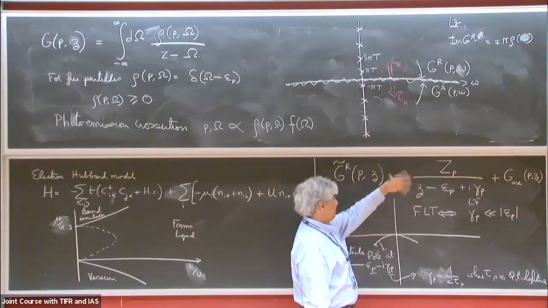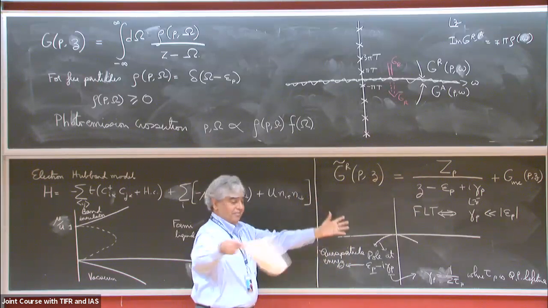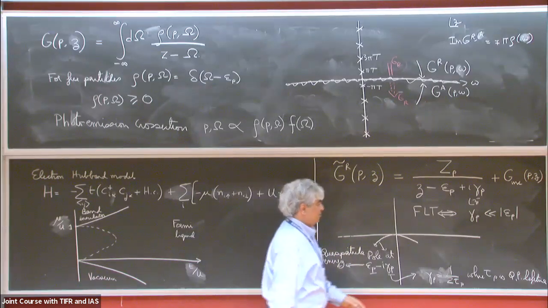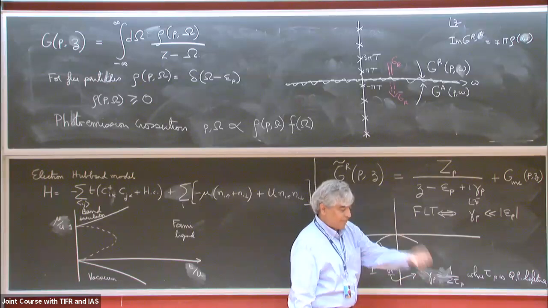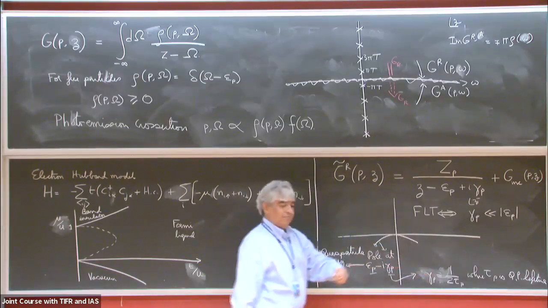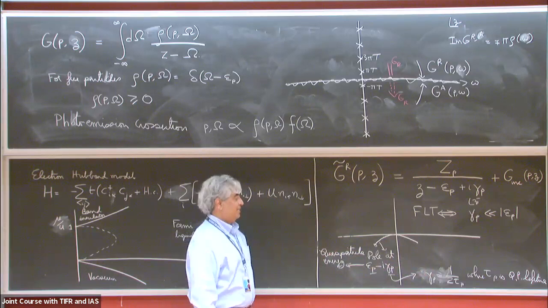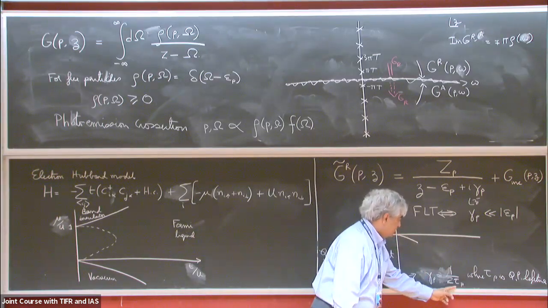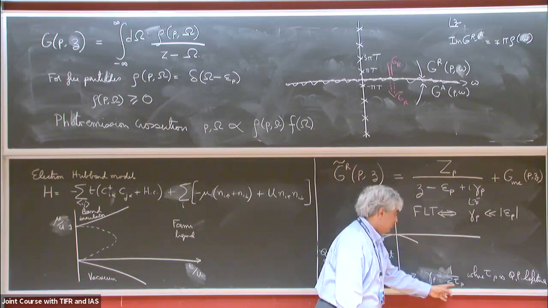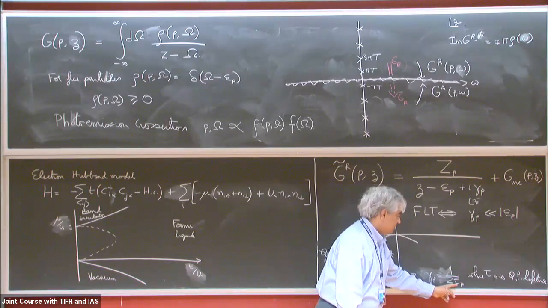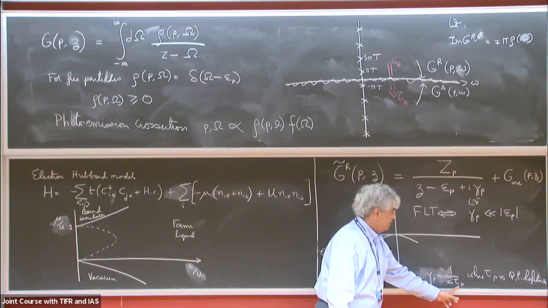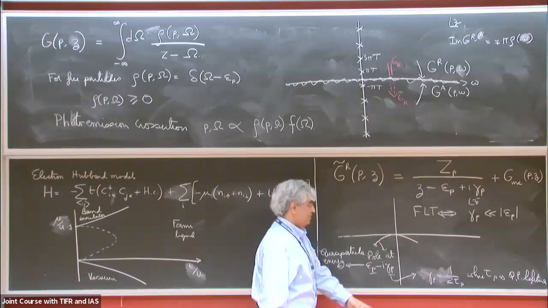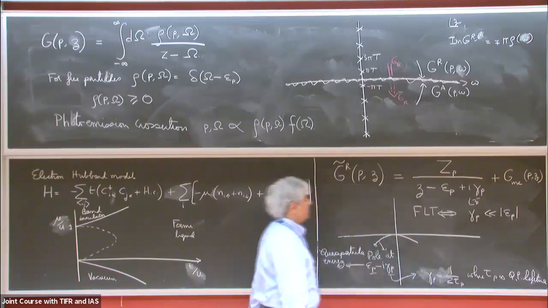You can just take the Fourier transform of this and see how various correlations decay. And you'll find that if you add a particle with momentum P, the probability of finding it at the same momentum P decays exponentially, and the exponential decay time is tau P. And that's because you're computing the probability.